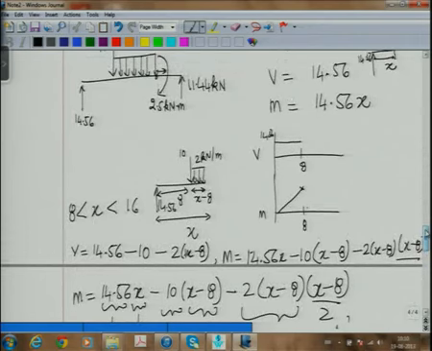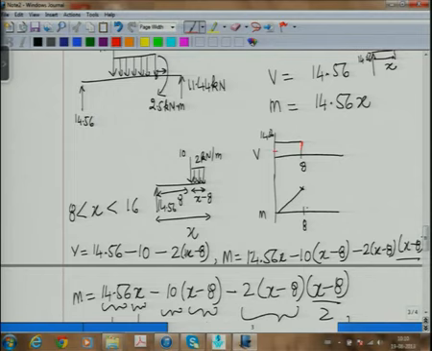So first of all, if I move to this diagram now, I will use the red color for the second part. In the shear force diagram, I had 14.56. The first thing which I do is minus 10. That means I come down to 4.56. Then I have minus 2 times x minus 8. So that means it is a linear thing which is going down. So it has to be something like up till 16.